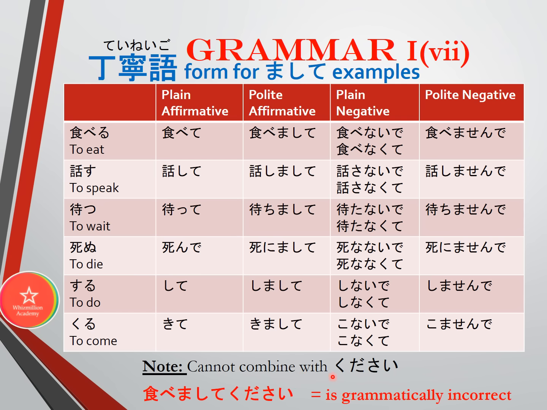Okay, but we do learn about o tabe kudasai. Remember, in the previous grammar section, grammar number 4, we learned that there's a polite form of requesting somebody to do something. We can use o tabe kudasai, but we can never use tabemashite kudasai. But we can use o tabe kudasai. Hope you are clear about this. Alright.